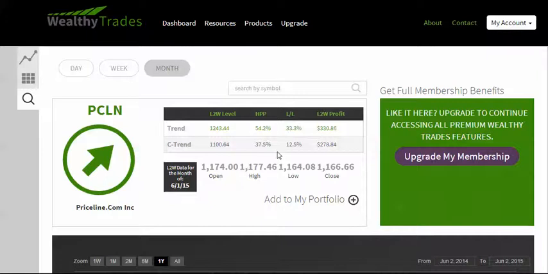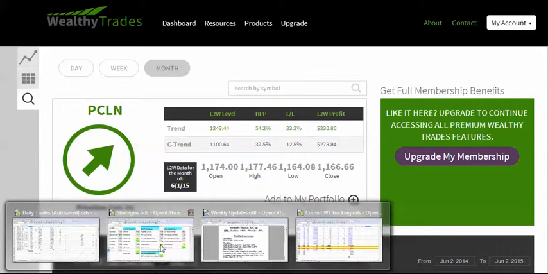But for Priceline, I'm going to use an example here. I've clicked on the monthly and typed in Priceline. This is all the information I know, the main stuff I need to know. It's got an expected high this month of June of $1,243.44. Yesterday it closed at 1166.66. The expected downside is 1164. So it's got a very, very big range.